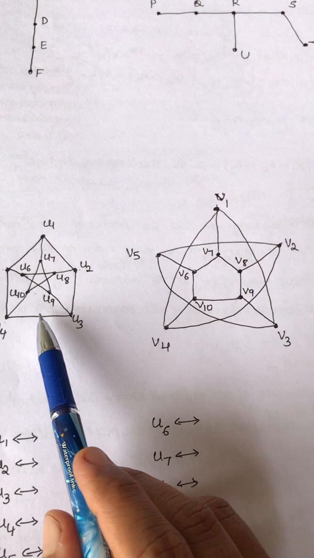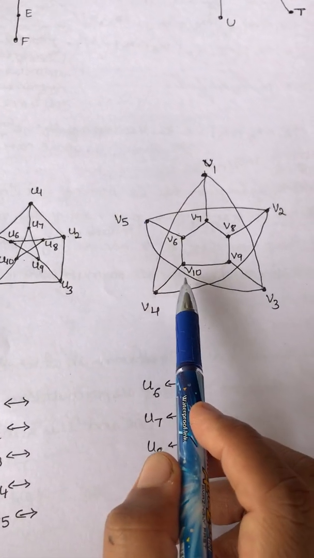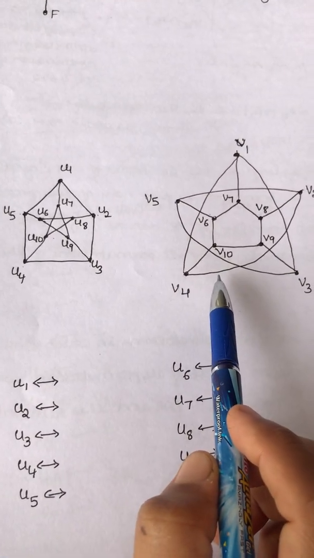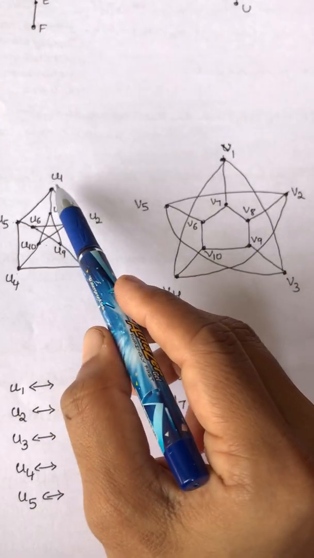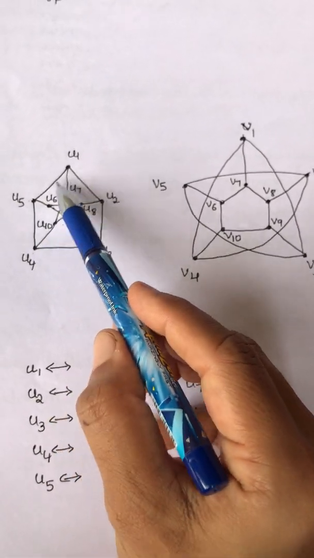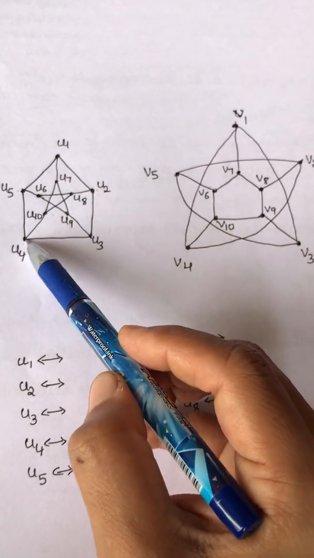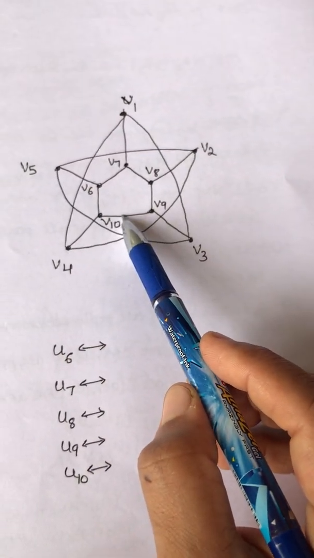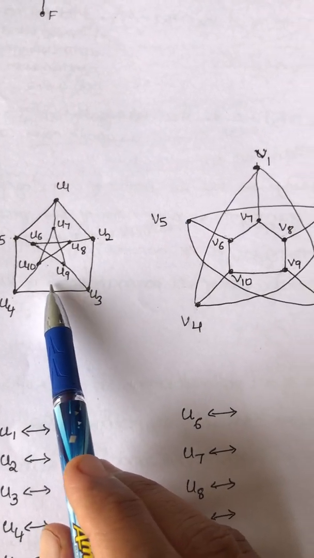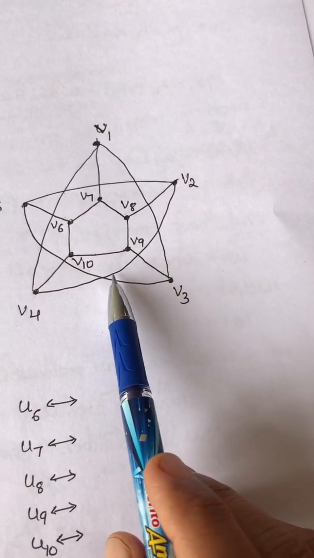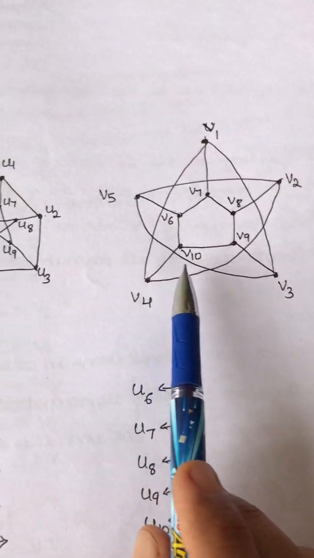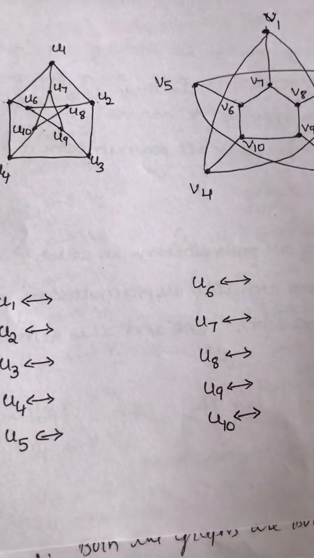So if you see the number of vertices, both the graphs have 10 vertices. You can count U1 to U10, V1 to V10, 10 vertices. Both the graphs have 15 edges because outside 5, star 1, 2, 3, 4, 5. Star also contains 5. Then these lines, so 15. Similarly here also 15 edges are there. Every vertex is of degree 3. In both the graphs you can check, whichever vertex you check, it is of degree 3. Both are 3 regular graphs, cubic graphs. Now, how to do the mapping between the vertices?